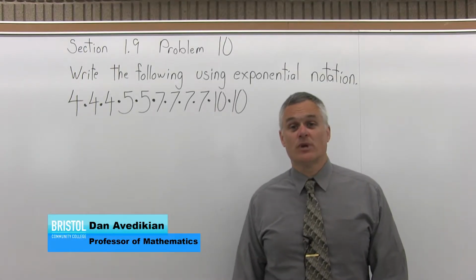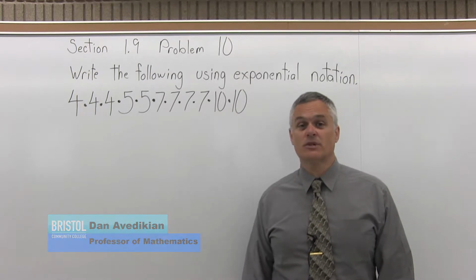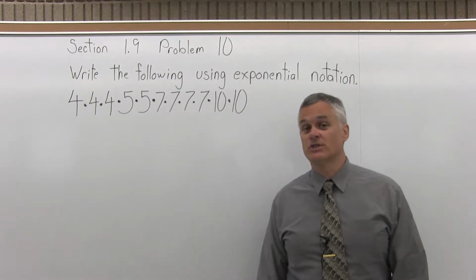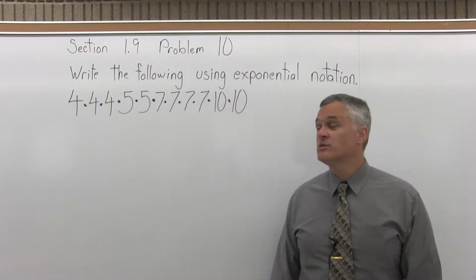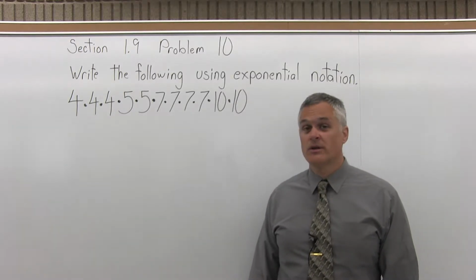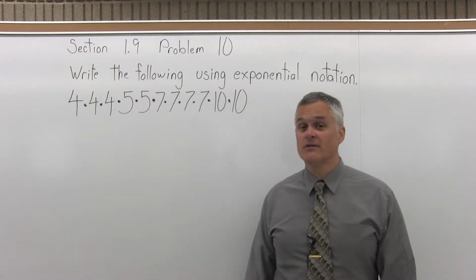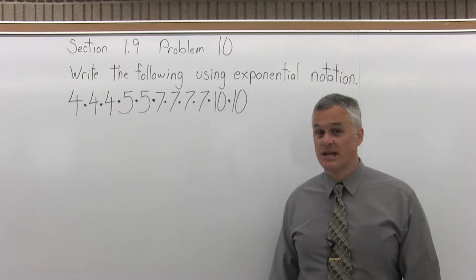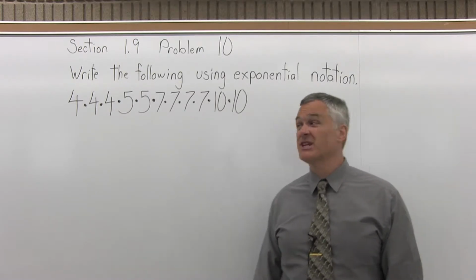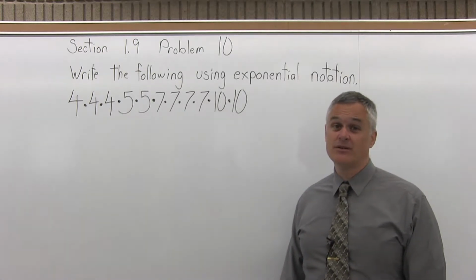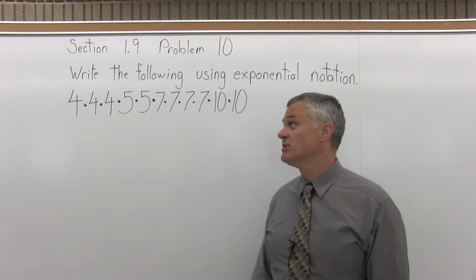This is Section 1.9, Problem 10. It says write the following using exponential notation. So we have 4 times 4 times 4 times 5 times 5 times 7 times 7 times 7 times 7 again times 10 times 10. There's a lot of numbers being multiplied together.